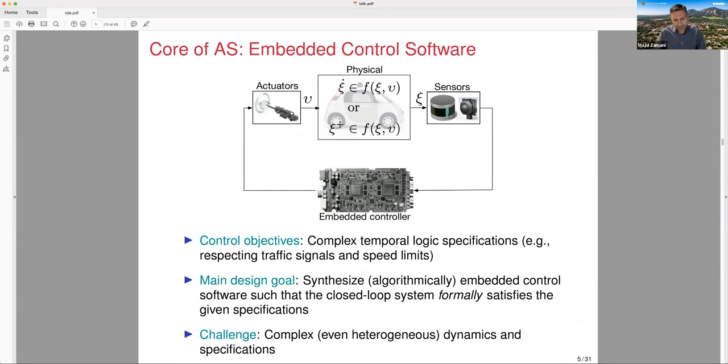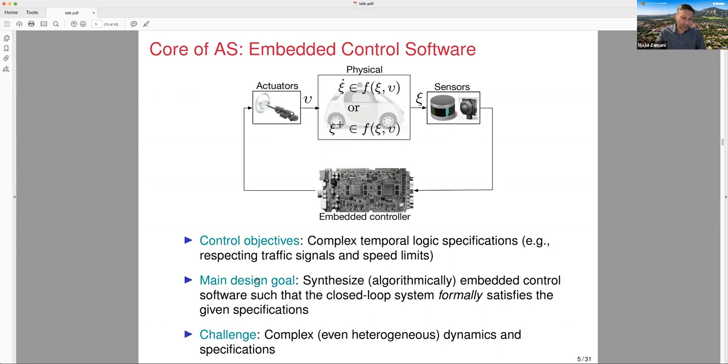So what are the main objectives that the embedded controller has to enforce over this closed loop? For example, what we are dealing with are complex temporal logic properties, and these are very rich types of specifications, and many of the properties of interest for autonomous systems can be represented with these logics. For example, in the case of a self-driving car, you say, design a controller that enforces the car to respect traffic signals or respect the speed limits. These types of properties, which are very close to human language, can actually be written in a formal and unambiguous way using temporal logic properties.